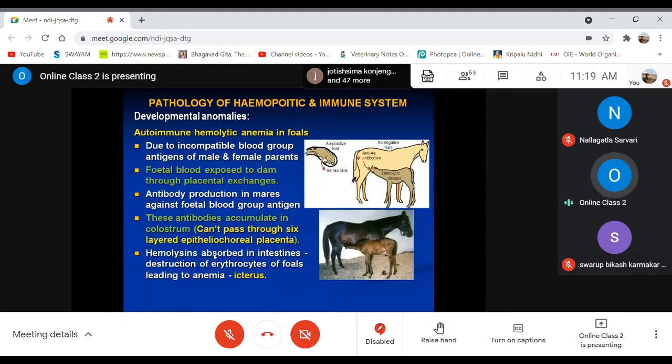And when it is excessive, because of this hemolytic anemia leading to icterus, jaundice and all, even the foal may die after some time. So that happens in the case of autoimmune hemolytic anemia in foals. Even if they don't die, the foal which is born alive will remain very anemic, with stunted growth, and sometimes it may die if there is too much destruction of the RBCs. That is what happens in animals, particularly in the foal.